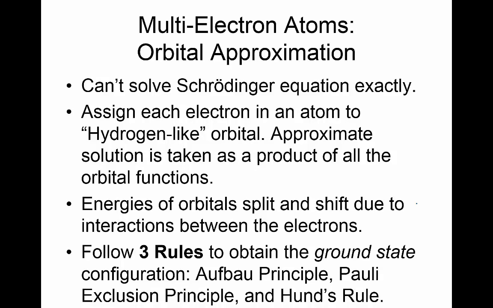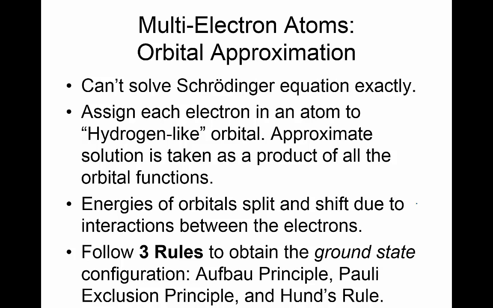So now let's think about electron spin, and now we're going to think about something more complicated than the hydrogen atom that we used the Schrödinger equation to solve for. So we're going to look at multi-electron atoms and something that's called the orbital approximation.